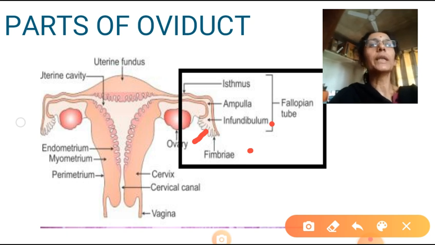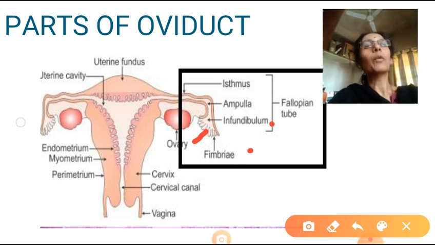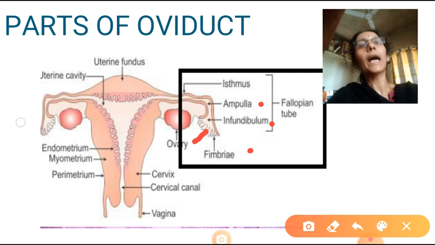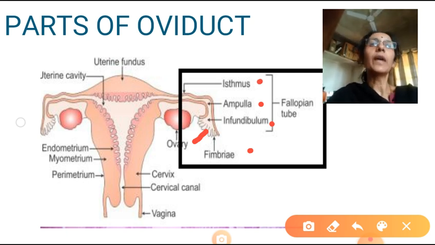Just above the infundibulum, a wider part is seen, called the ampulla region. This ampulla region extends further to form a narrow tube called the isthmus region. Finally, the isthmus joins with the uterus.